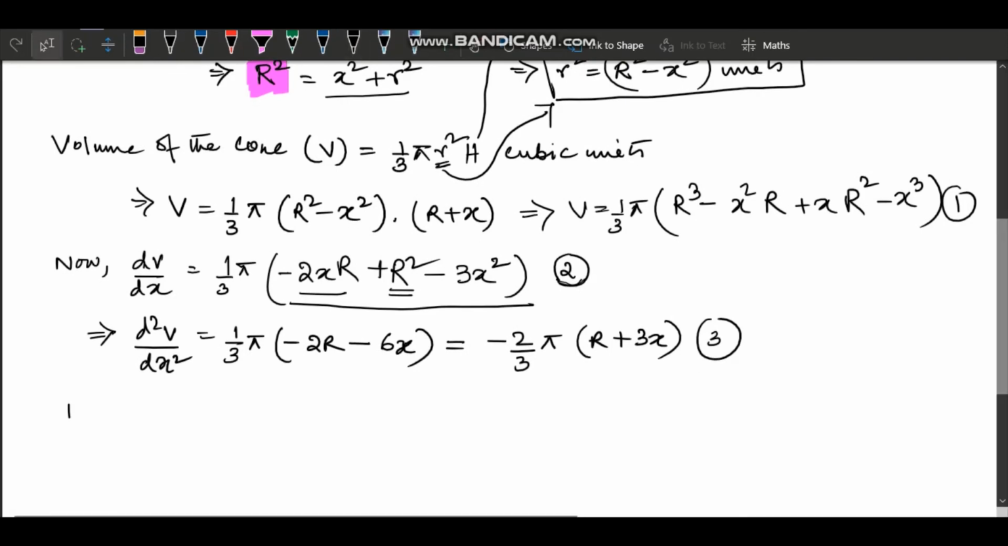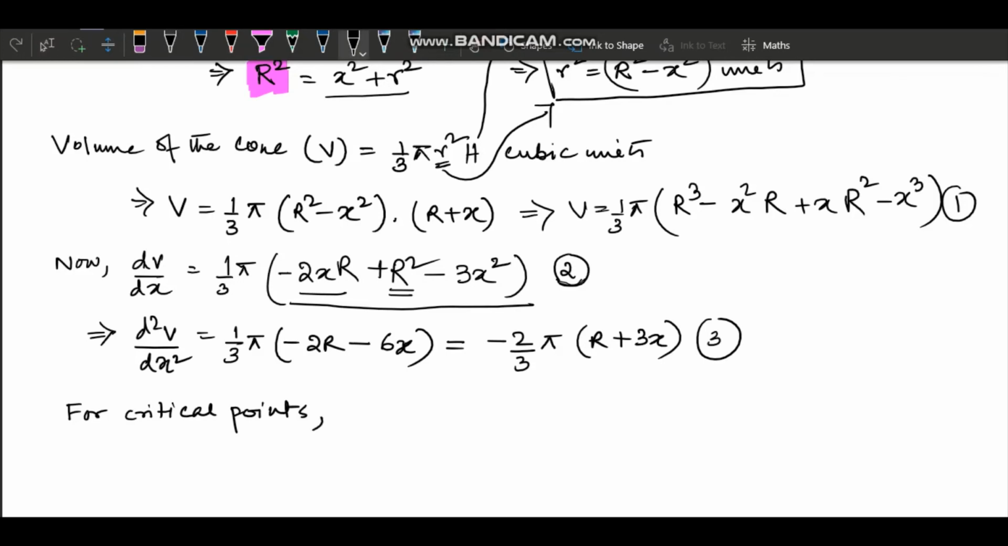So for critical points, what do we do? For critical points, we equate the first order derivative with 0, right? So for critical points, we have dv dx equal to 0. So this means we have r square minus 2xr minus 3x square equal to 0.